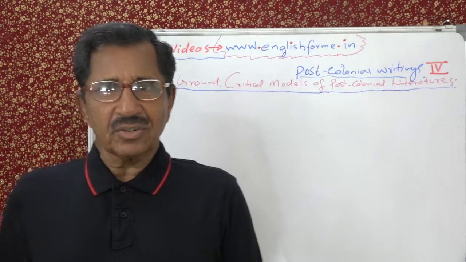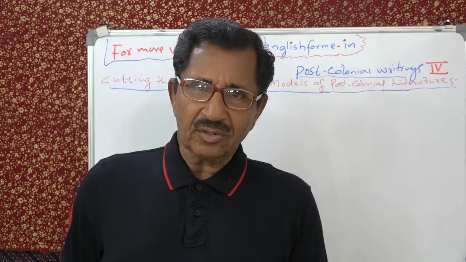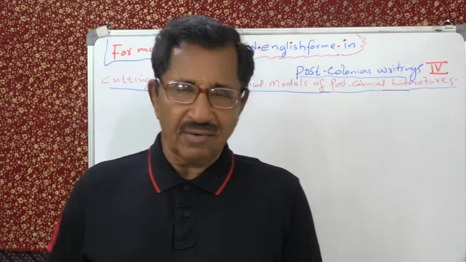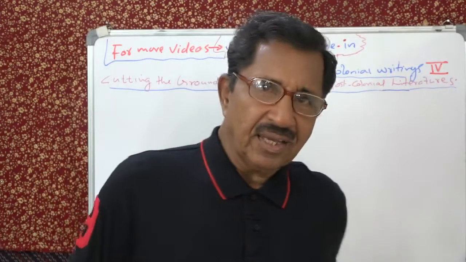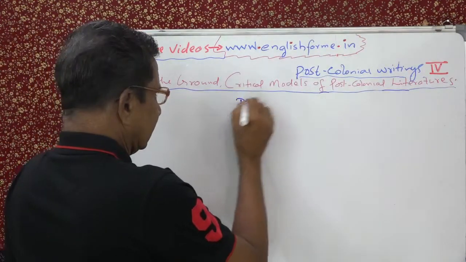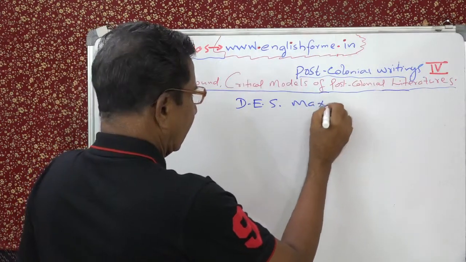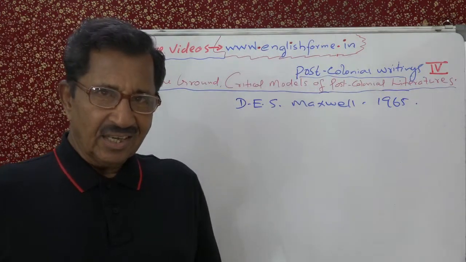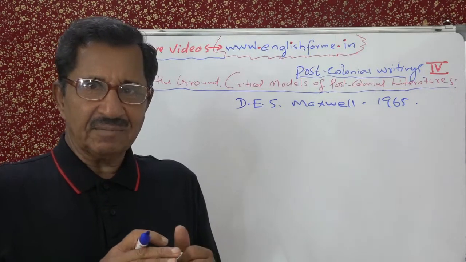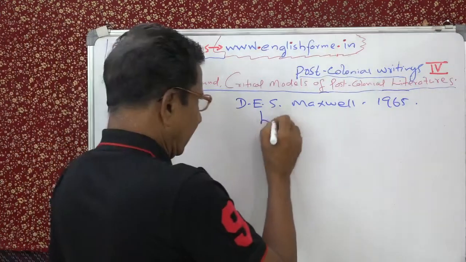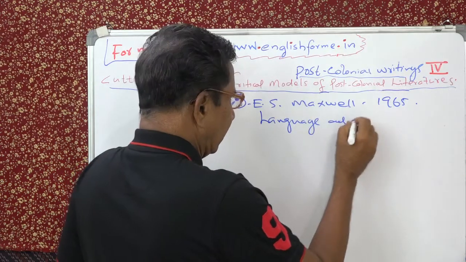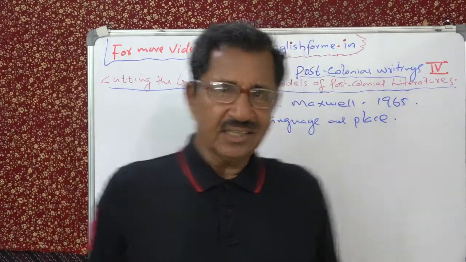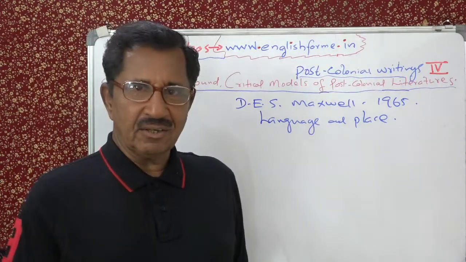Now we must understand that there are also several other models of post-colonial writings, on how to approach post-colonial writings. One of these is, in 1965, D.E.S. Maxwell's model. This model is built around language and place. Throughout post-colonial writings, when we study them, you will find this dialectic between language and place.